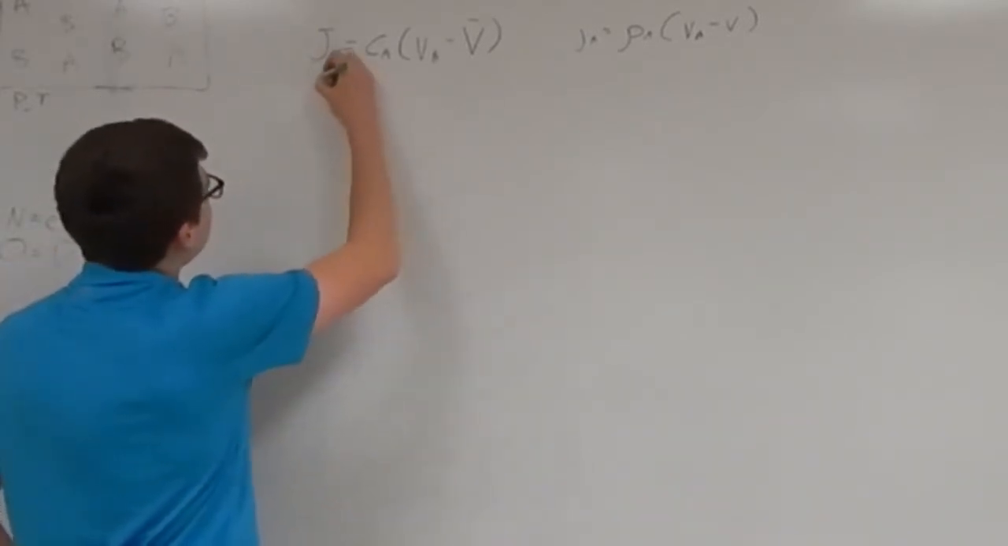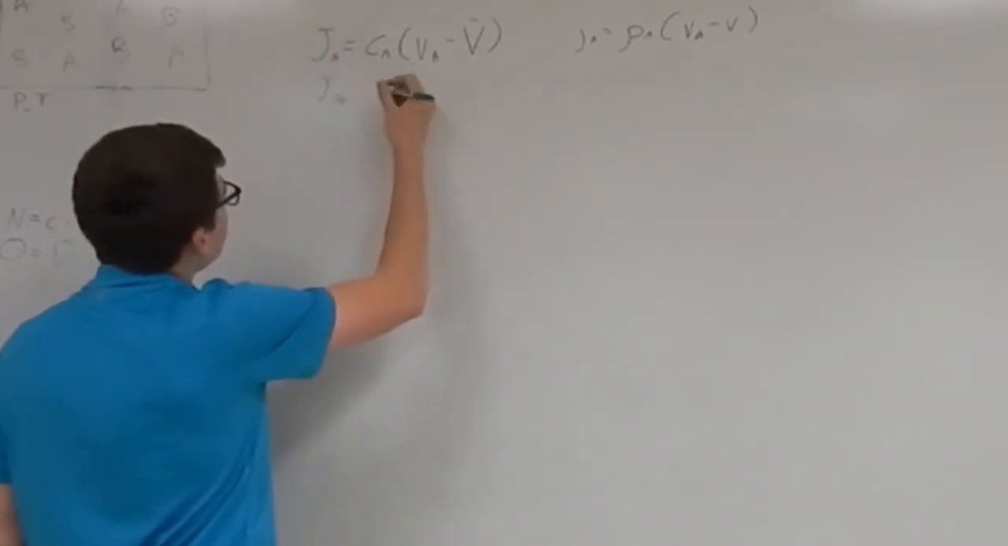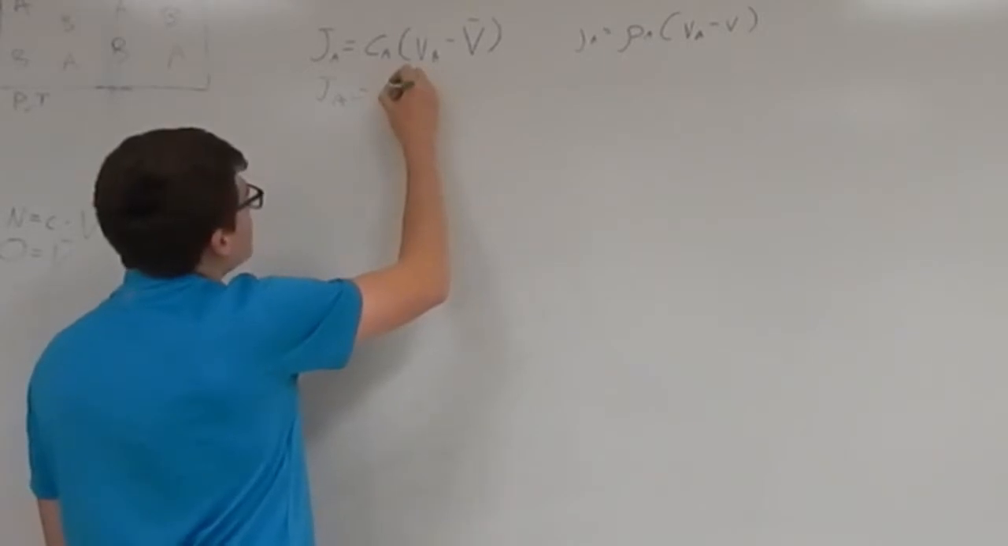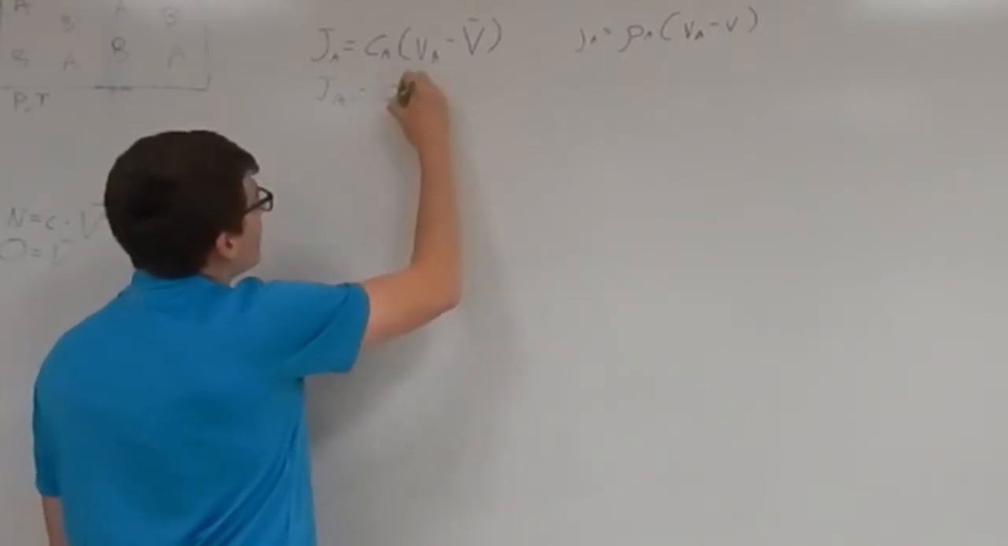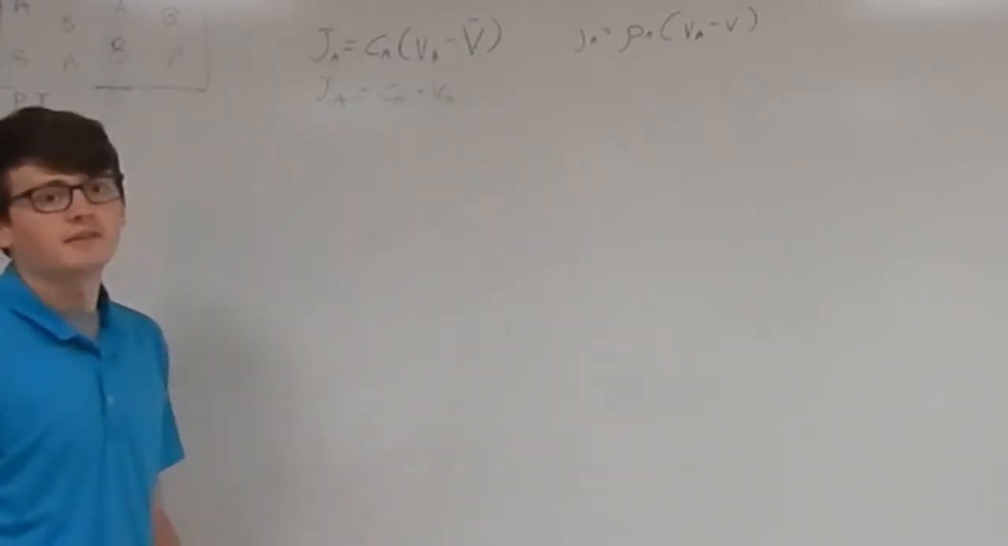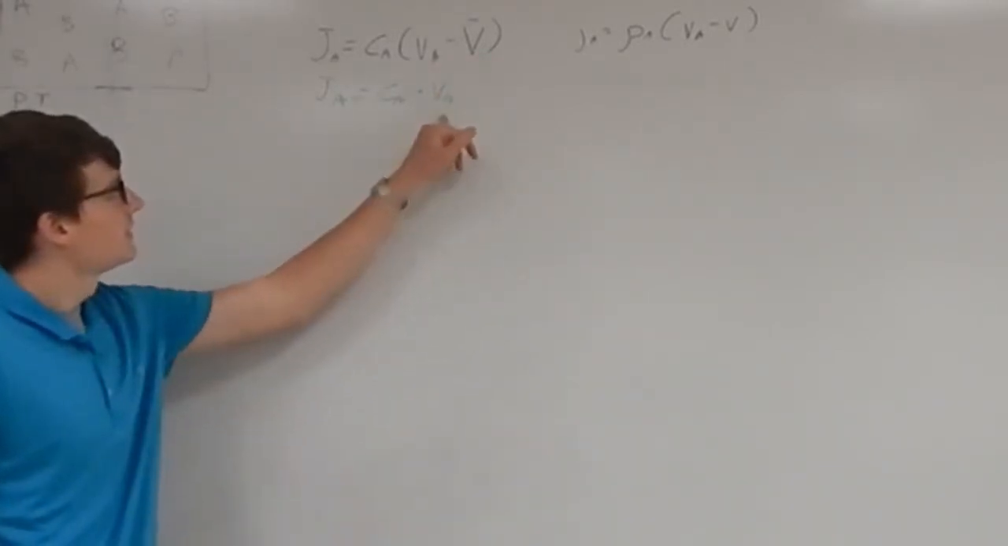We can bring this down, and we can say that the molar diffusion flux equals the molar concentration of A times the average velocity of A.